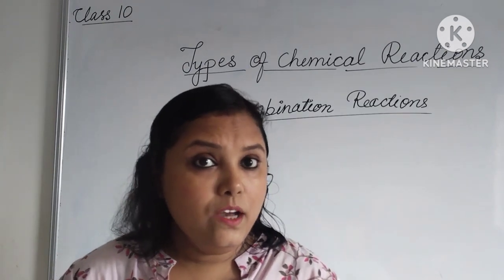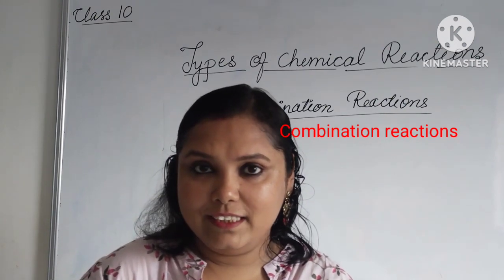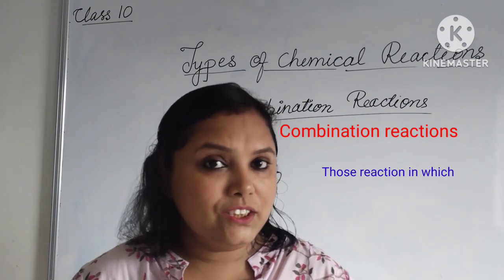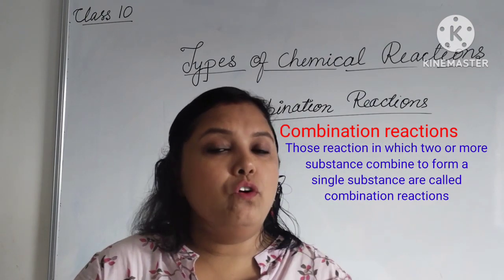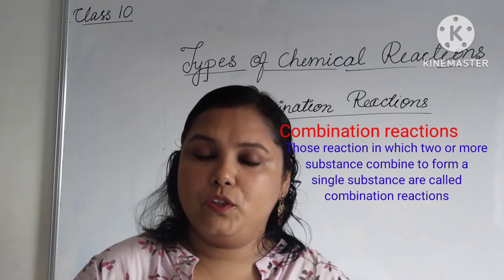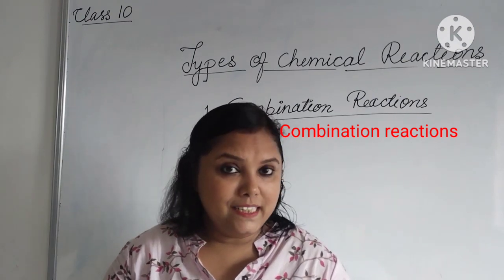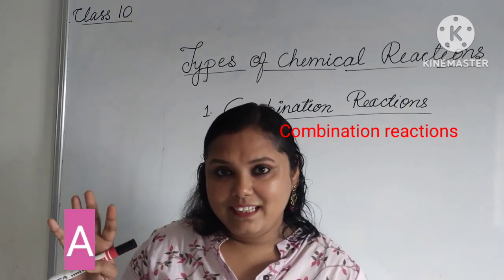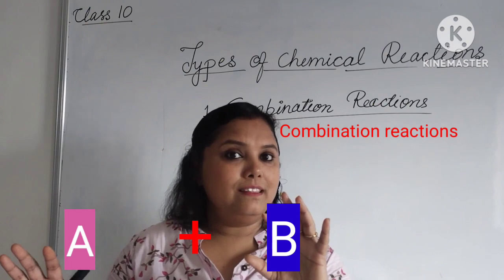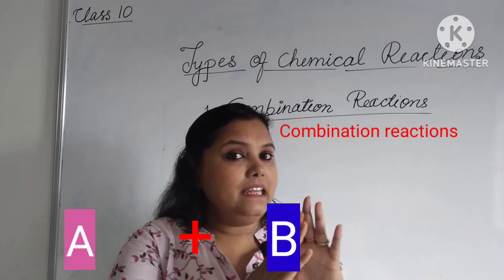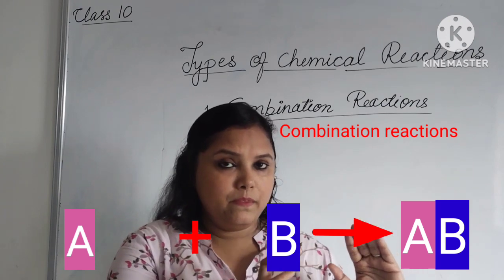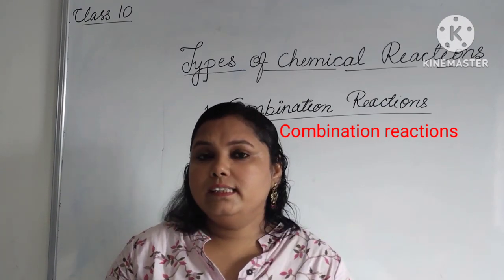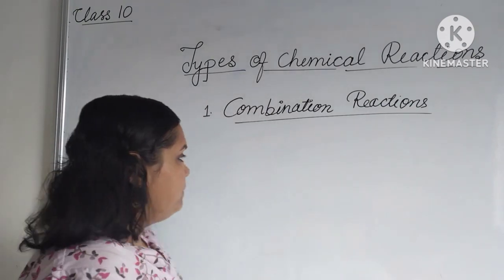Now let us see what are combination reactions. So in combination reaction, two or more substances combine to form a single new substance. It can be represented as a reactant A combines with a reactant B and gives a single compound AB. Okay, so let us take one example.